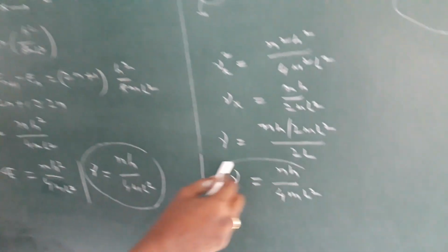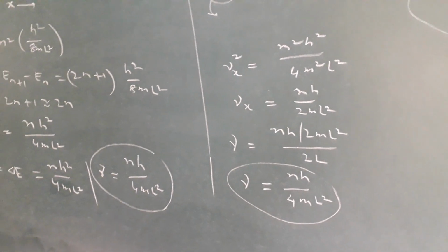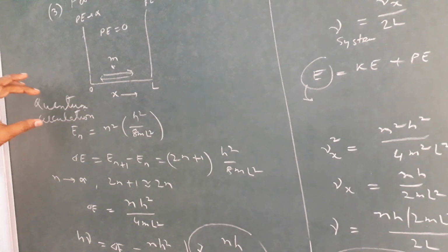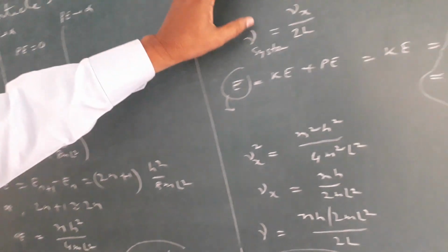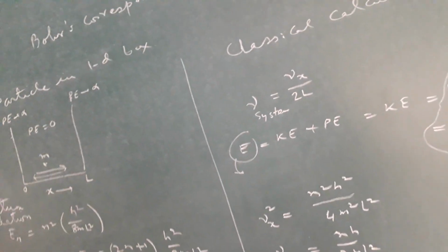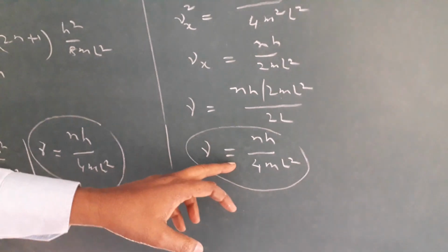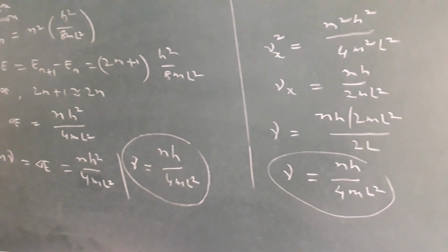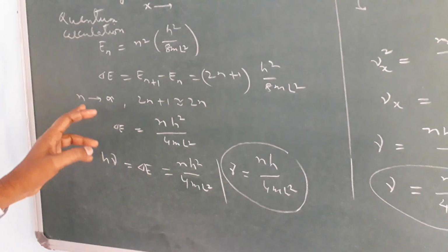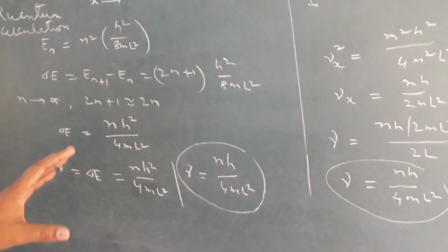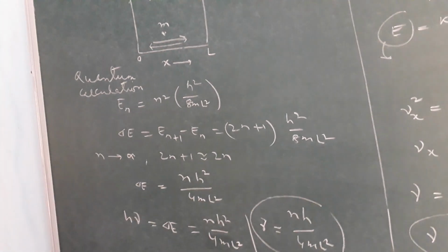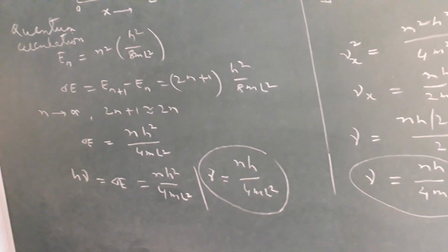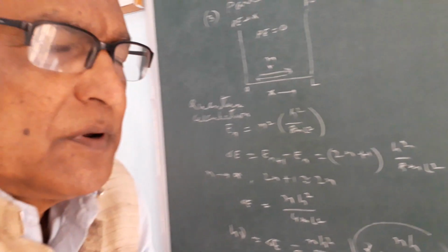So the calculations of the frequency of radiation absorbed by the system from quantum calculations and from classical calculations are found to be the same, provided the quantum number describing the system is very high. In that context, these two results merge together, and this is Bohr's correspondence principle.